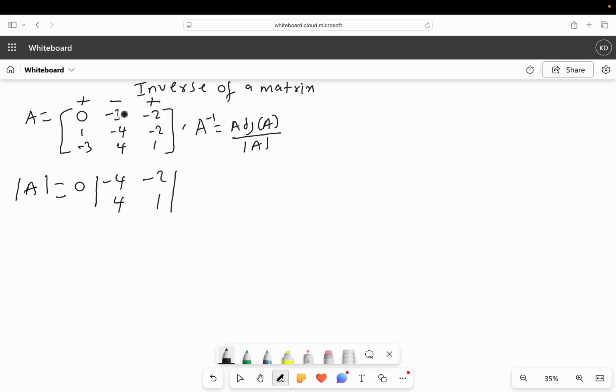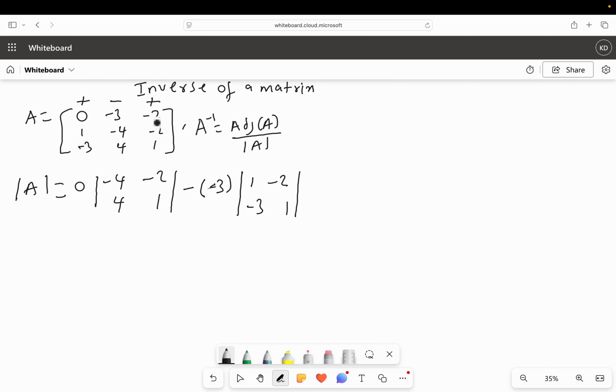So the next element is -3, but you can see the sign now is negative. So I have a switch of sign. So I have negative, then I have the element itself, -3. Then I find the corresponding square matrix. So I cancel the corresponding column and row of -3. So I will be left with 1, -2, then -3, and 1.